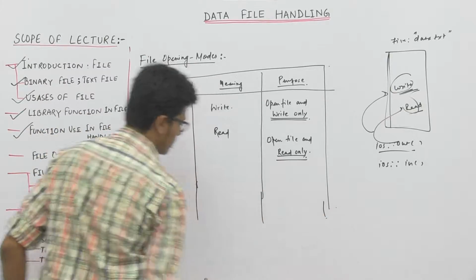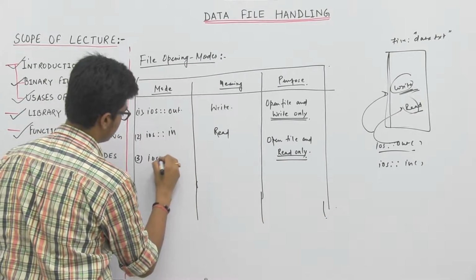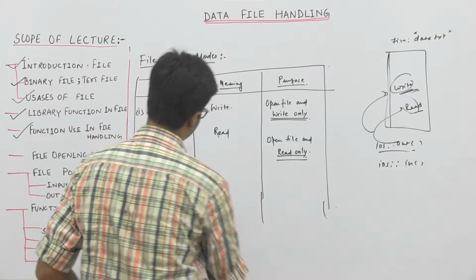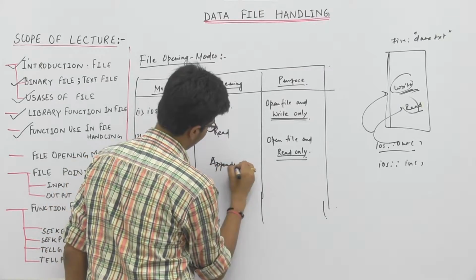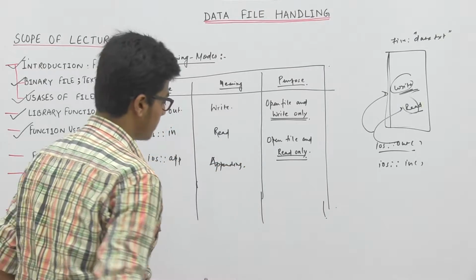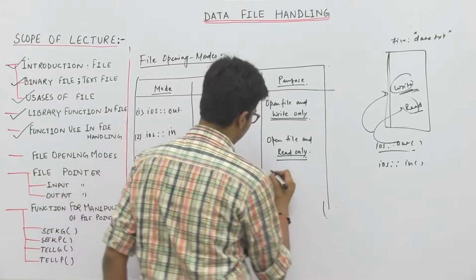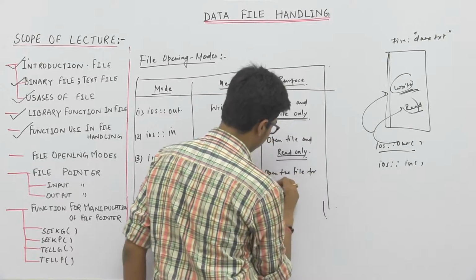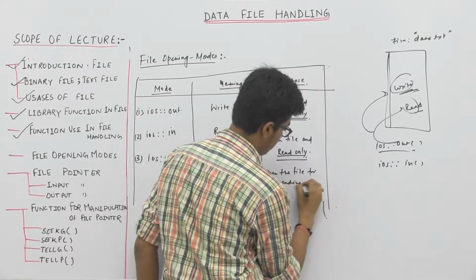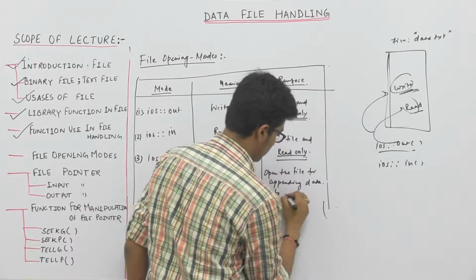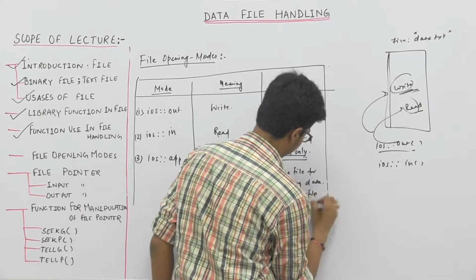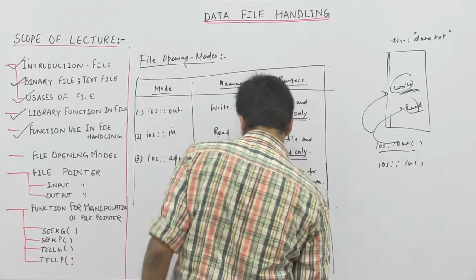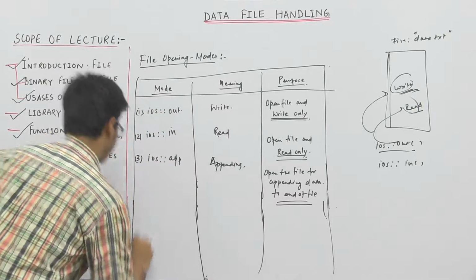Another two modes. The third one is ios::app. It is used for appending. APP stands for appending. Open the file for appending data to the end of the file. Open the file for appending data to the end of the file, meaning from opening to closing.